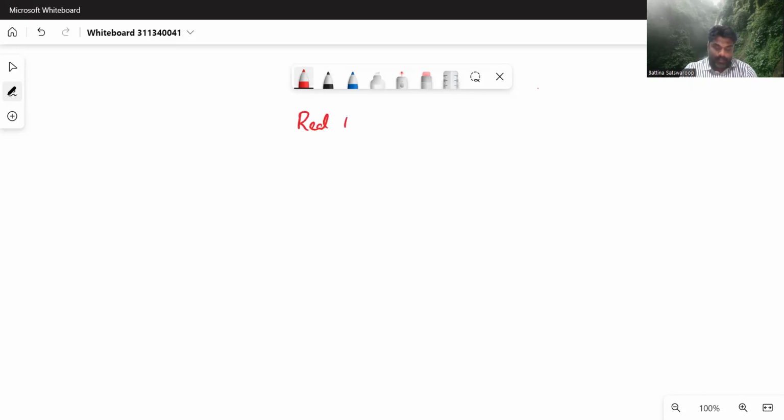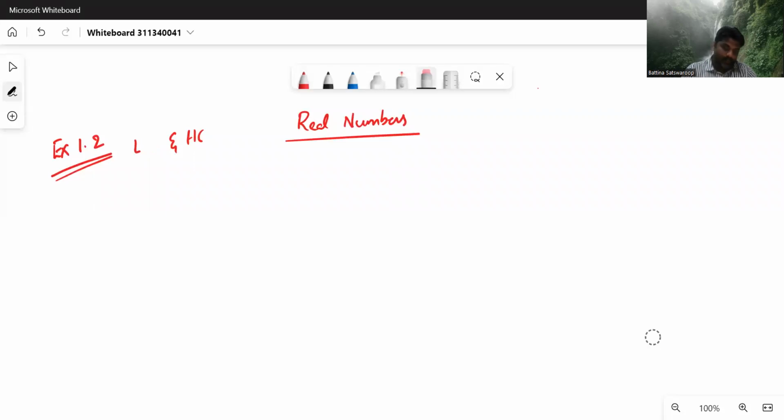So the first topic in your book is real numbers, and you don't have Euclid's division lemma and Euclid's algorithm. So directly we will move to the next exercise, exercise 1.2, where we will be talking about LCM and HCF.